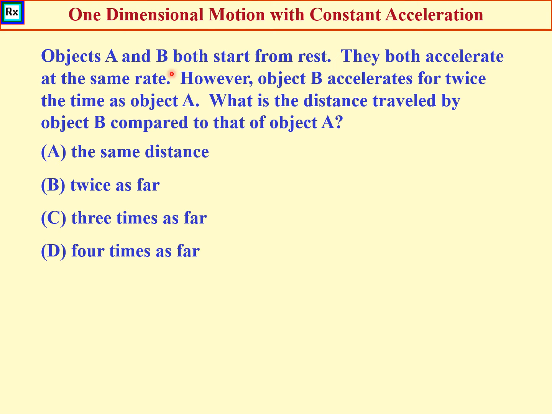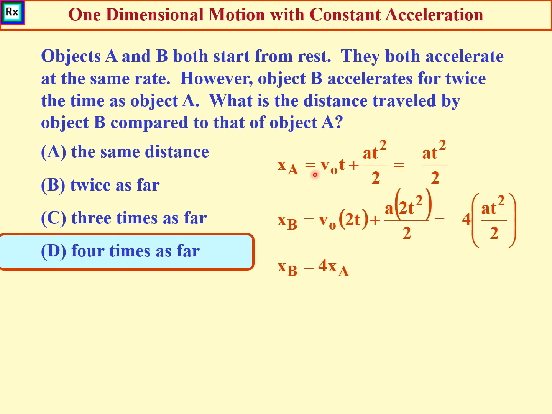All right, objects A and B both start from rest, and both accelerate with the same rate. However, B accelerates for twice the time as A. So how does the distance traveled compare for each one? Well, if you look at the equation for displacement equals 1/2 times acceleration times time squared plus the initial velocity times time, both of them start from rest. So with twice the time, that twice is going to be squared. So that means it's going to be 4 times. So with this equation, with no initial velocity, I have acceleration times time squared divided by 2. So 2 times the time, that 2 times is going to be squared. So it's going to be 4 times as far.